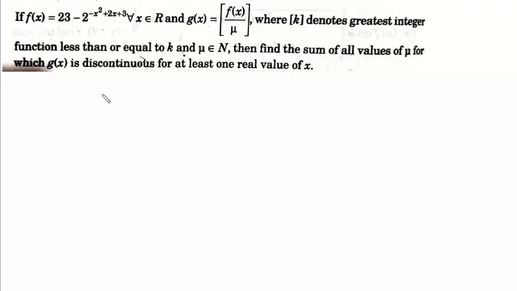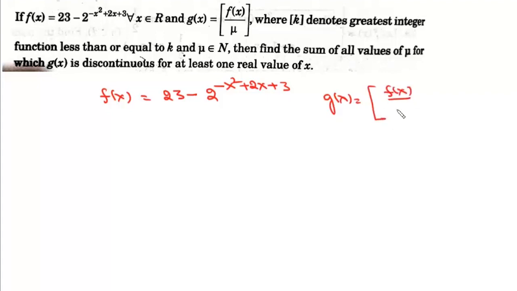Now here in the question, we are given this function f(x), which is 23 minus 2 to the power minus x square plus 2x plus 3, and g(x) is the greatest integer function of f(x) by mu. Now it says find the sum of all values of mu for which g(x) is discontinuous for at least one real value of x, and this mu is a natural number. What we'll do is first we'll find the range of f(x).